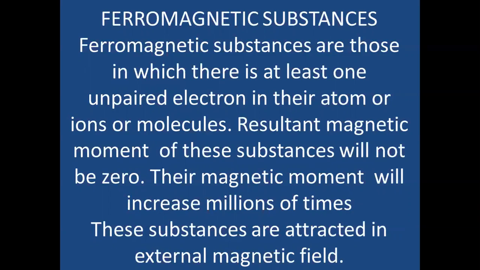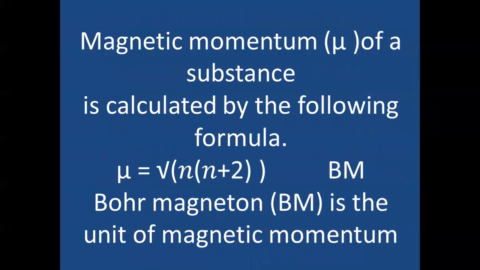Elements like iron, cobalt, nickel, etc. are the examples of ferromagnetic substances. As we discussed the calculation, or how to calculate the magnetic moment of a substance or element, in the last class, again I am repeating here briefly.